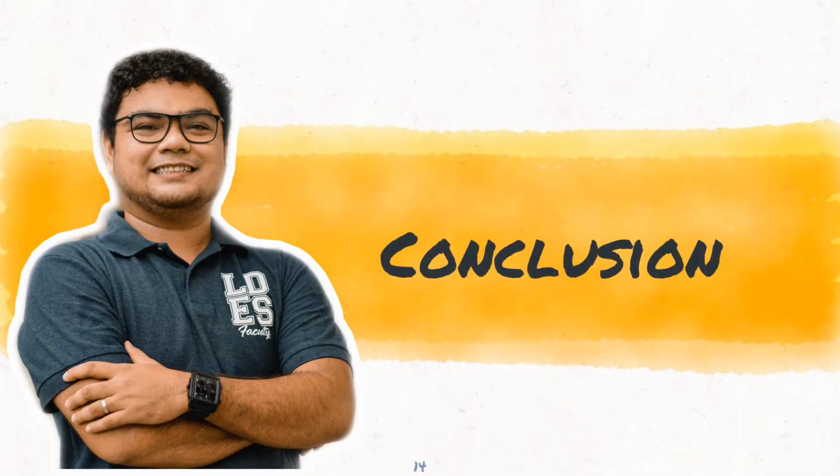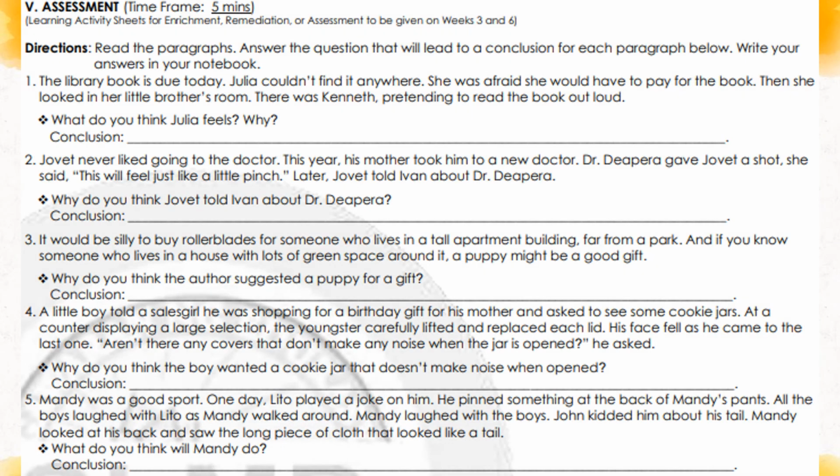Remember that giving conclusion is what a reader makes after reading a passage in the story. One can use prior knowledge to form a conclusion. Giving conclusion may also be based on one's own experience. And for our final learning task, read the paragraphs. And then, answer the question that will lead to a conclusion for each paragraph below.